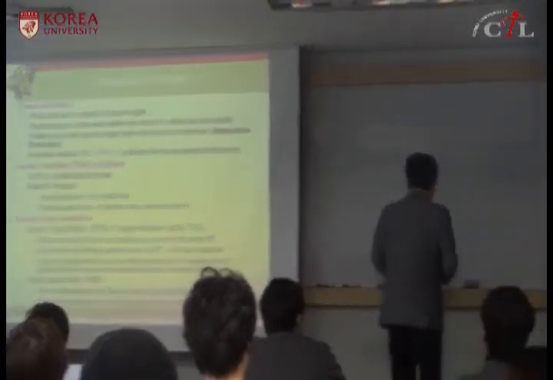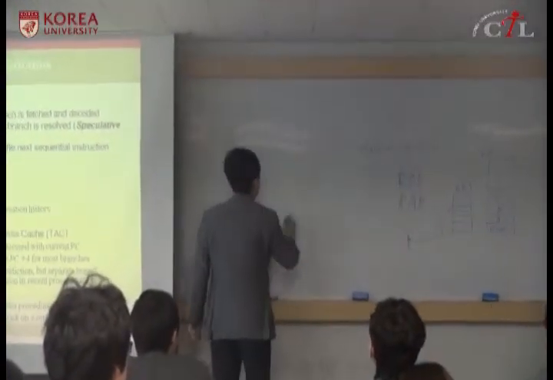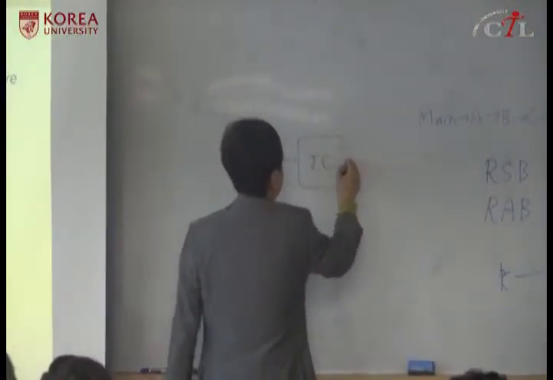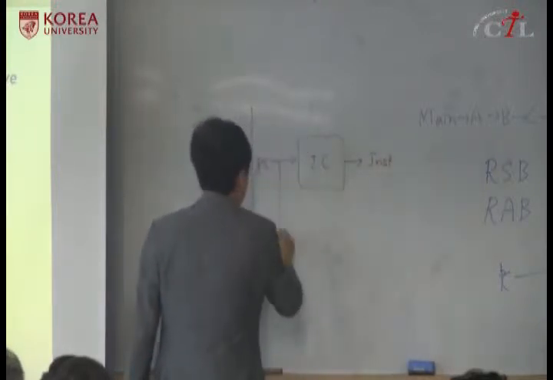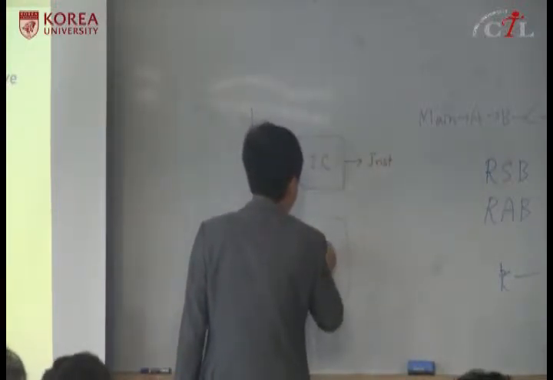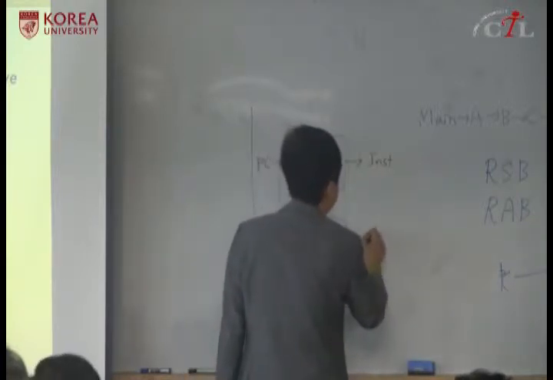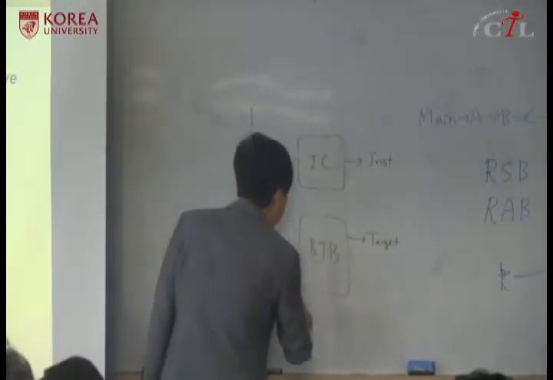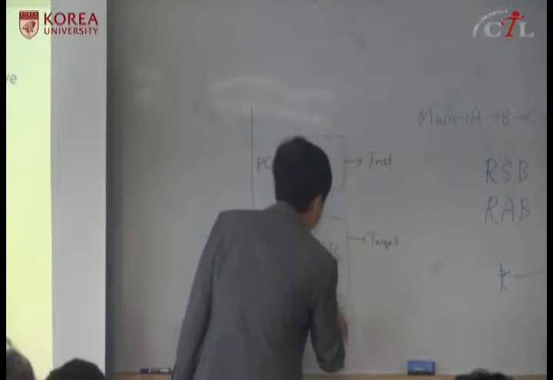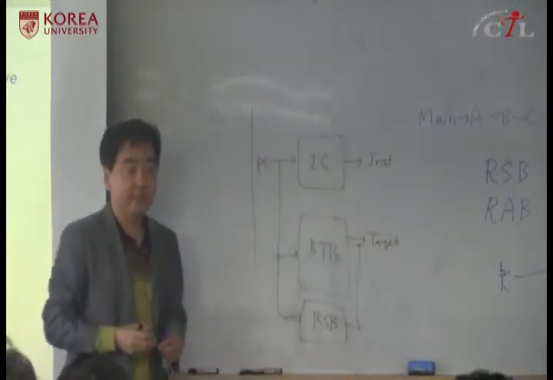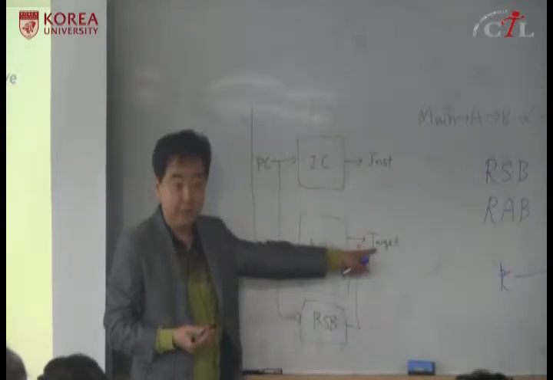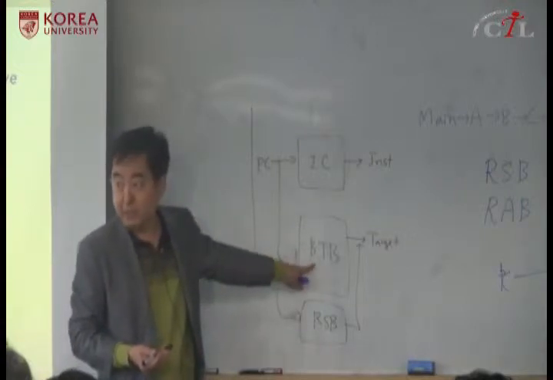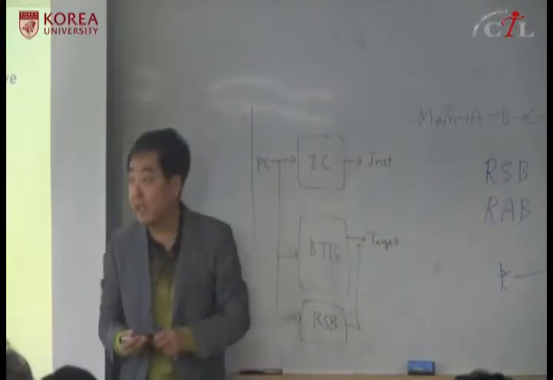So, in the fetch stage, you have the program counter going into the instruction cache that gives you the instruction. It also goes into the BTB, and it tells you the target address, which is the address of the next instruction at the next cycle, and it also goes into the RSB. The RSB also gives you a target address. If it's a return, the RSB gives you the target address by popping the RSB. Or if it's a direct branch, you can use the BTB, and it can provide the target address.